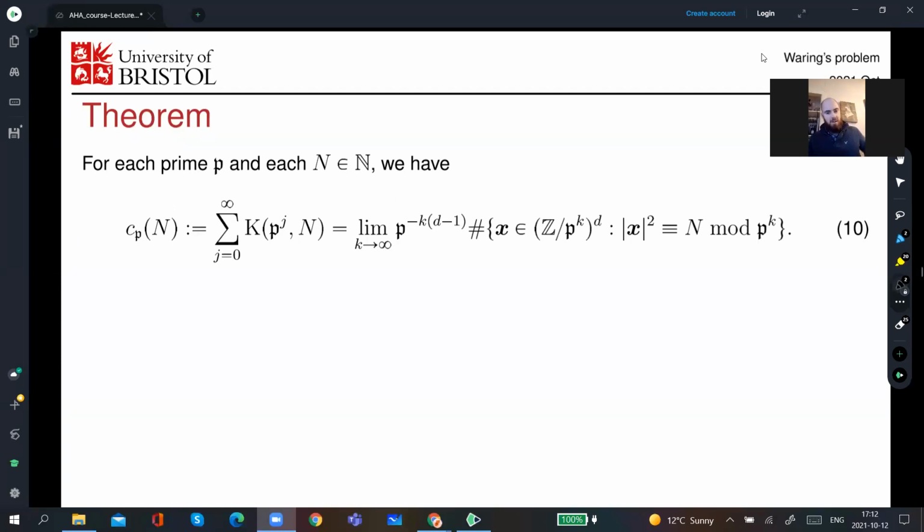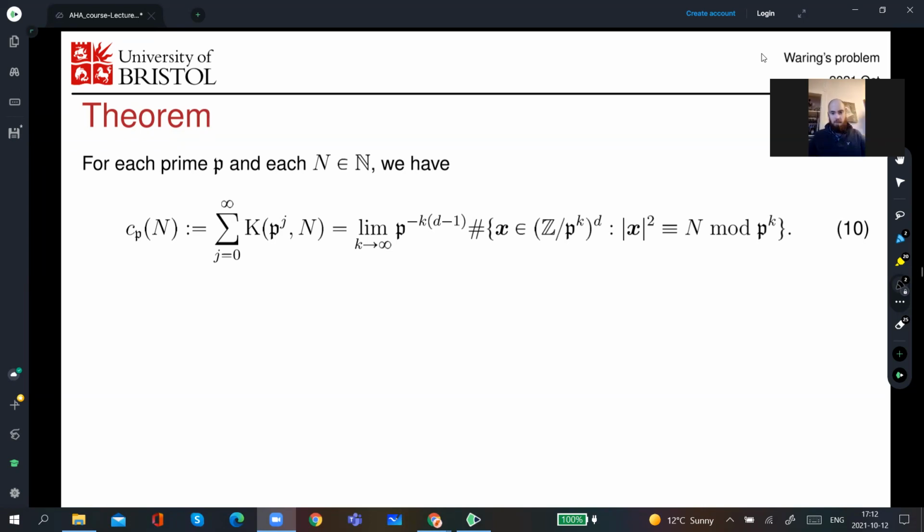The main point now, sort of the last theorem to end with, will be that each term in this infinite product is the volume of a p-adic sphere. How is that the case? Well, we see that we have the following theorem.